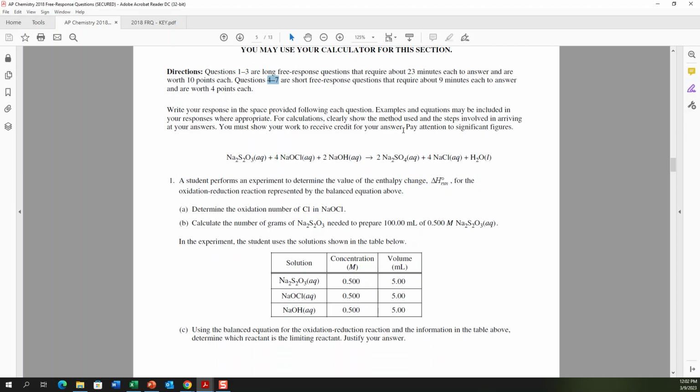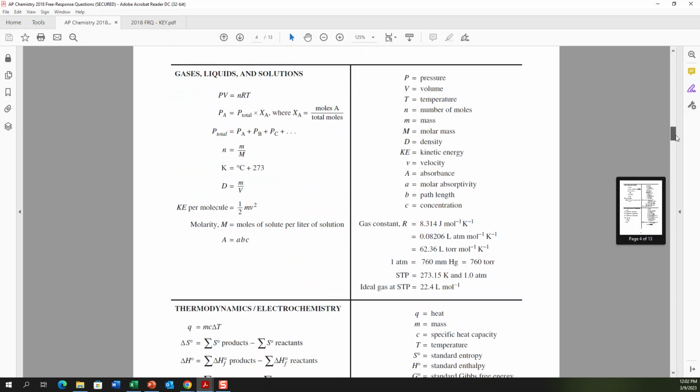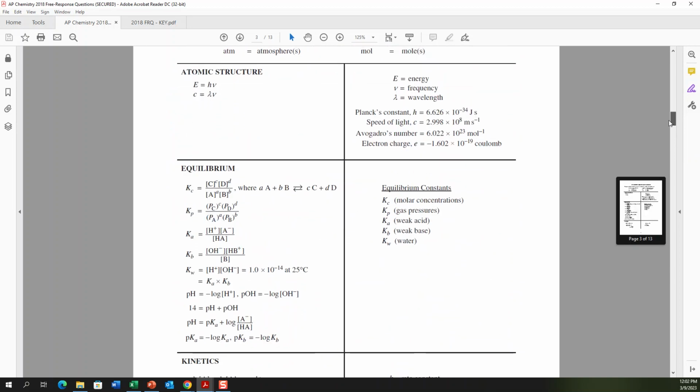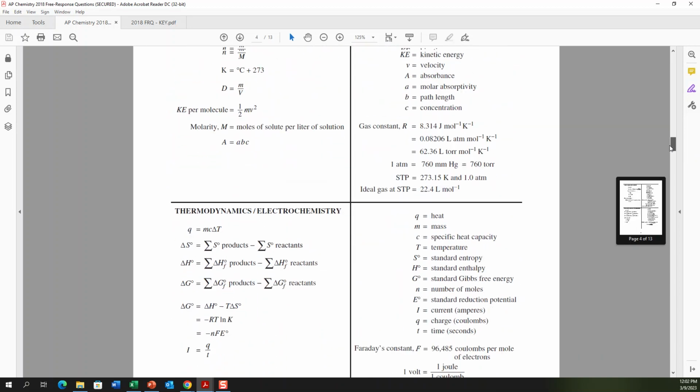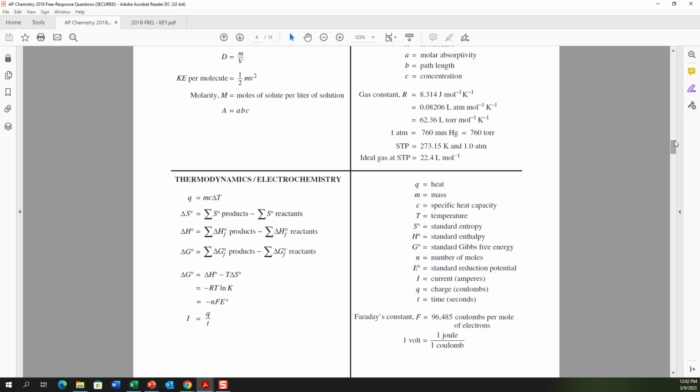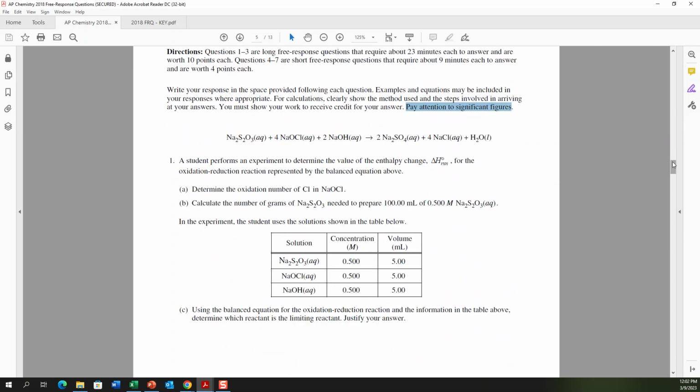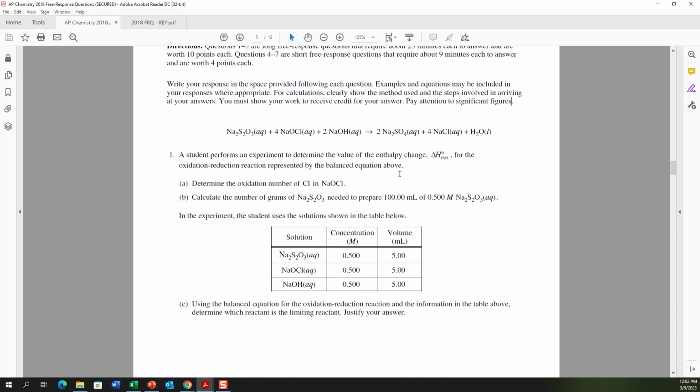Notice it does say, pay attention to significant figures. And also, real quick before another thing, you get a formula sheet, you get a periodic table, so you have all your formulas. So make sure you know how to use them. It says pay attention to sig figs, but they're not going to take points off for sig figs unless it mentions sig figs in the question.